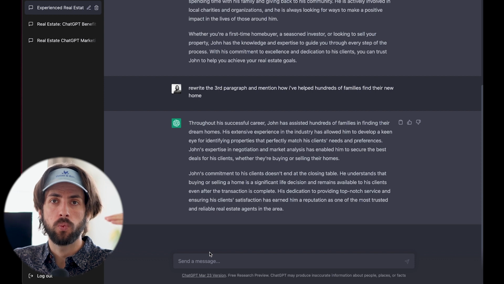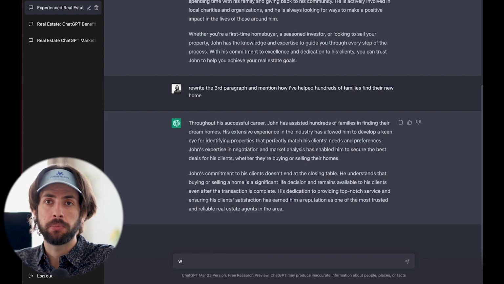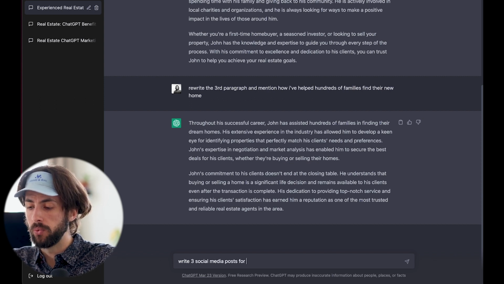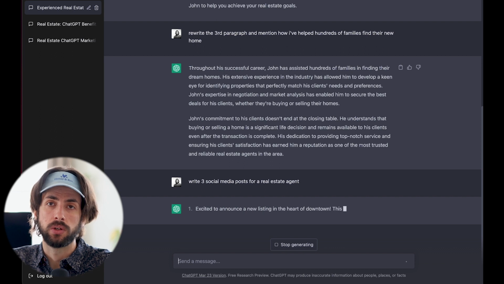Another very common way that real estate agents want to use ChatGPT is social media posts. So I'm going to give you an example of how not to ask it, which is obviously going to be write 3 social media posts for a real estate agent. And it's going to think, and it's going to do this.